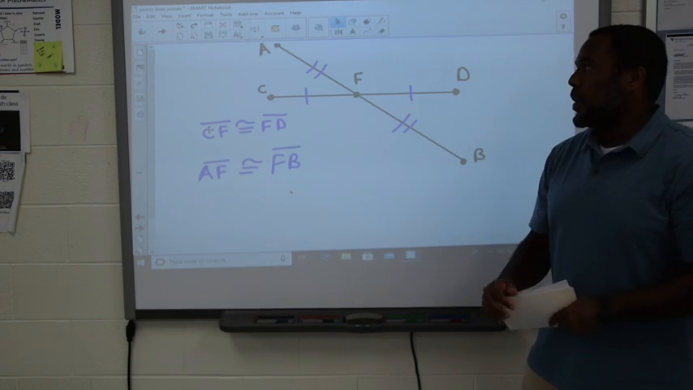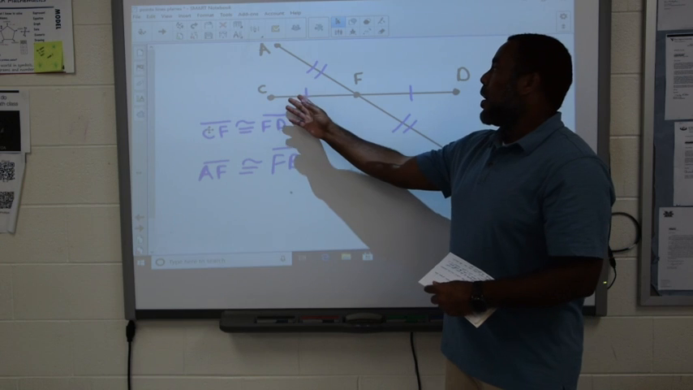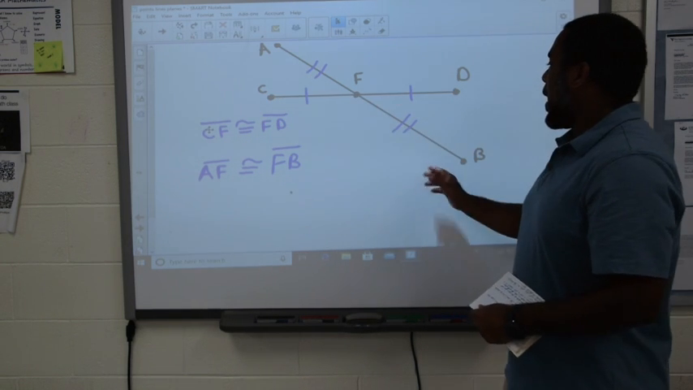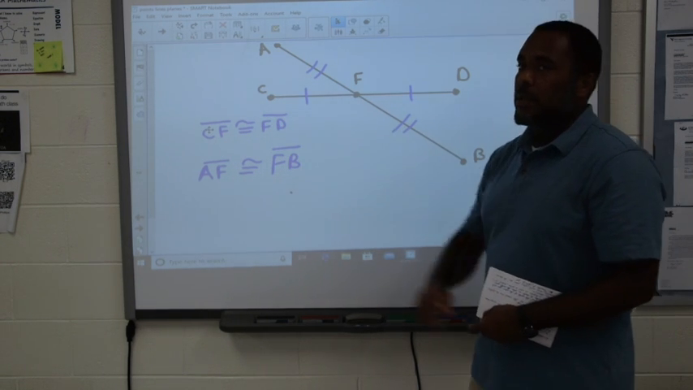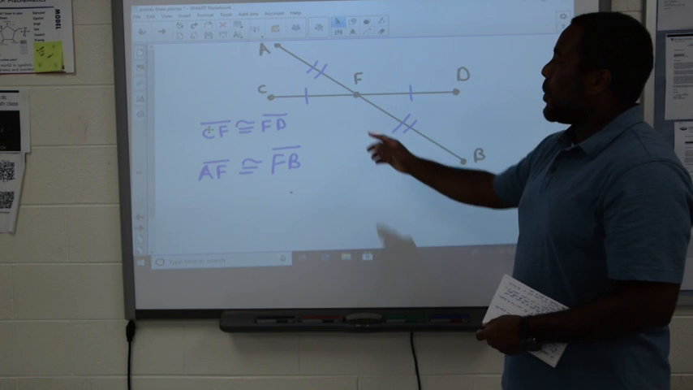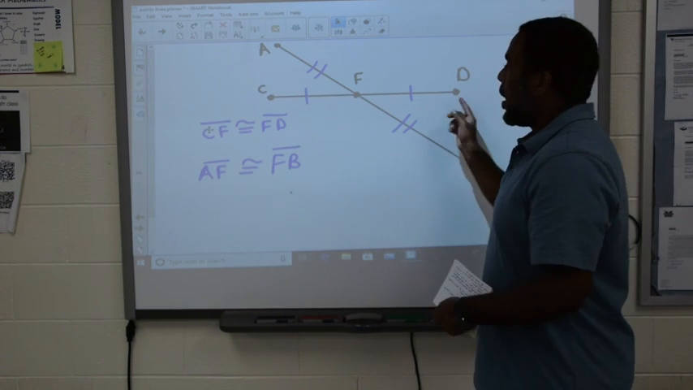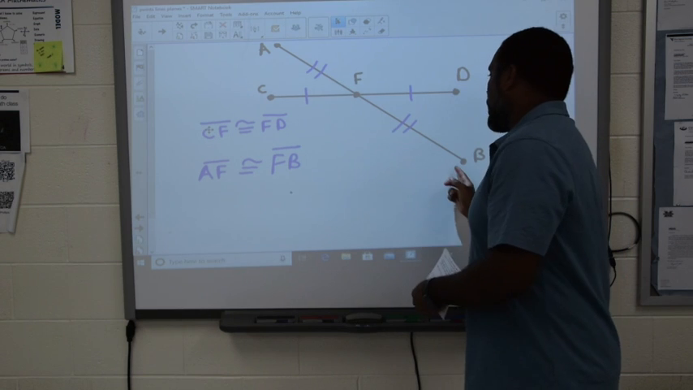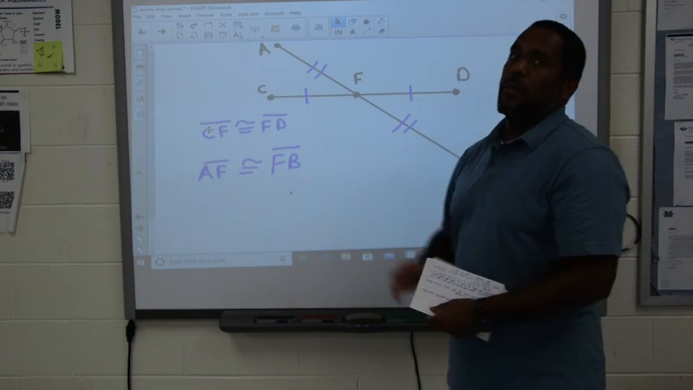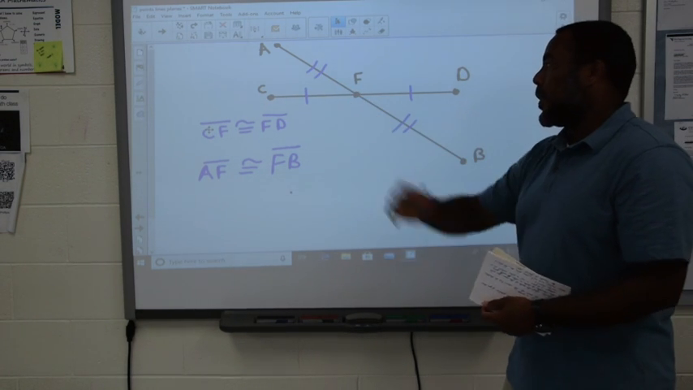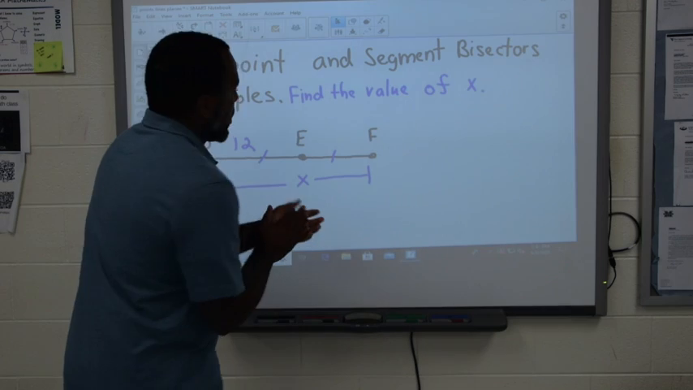In this scenario, we have line segment AB bisects CD at point F. We also have line segment CD bisects line segment BA at point F. You can also say that they both intersect each other at point F.